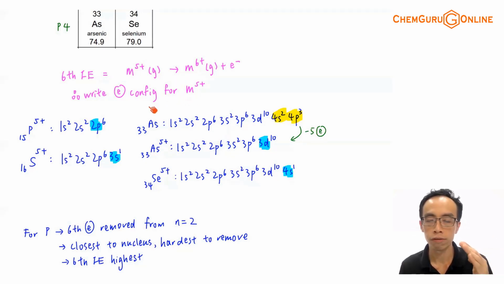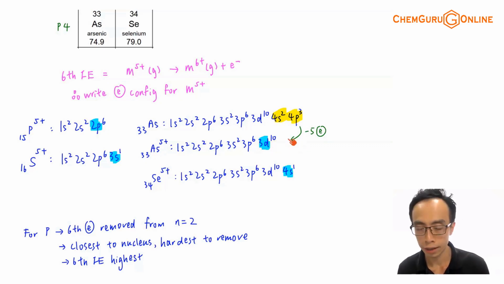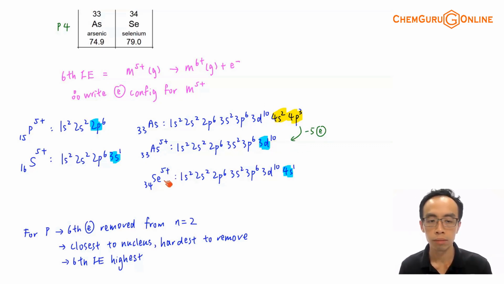So the electronic configuration for arsenic will be this: 1s2, 2s2, 2p6, 3s2, 3p6, 3d10, 4s2, 4p3 for 33 electrons. Then I remove 5 electrons from 4p and 4s subshell. Arsenic 5+ electronic configuration will end with 3d10. Involving selenium 5+, it will be 1s2, 2s2, 2p6, 3s2, 3p6, 3d10, 4s1. So we already have the electronic configuration for the +5 charge ion for each one of them.